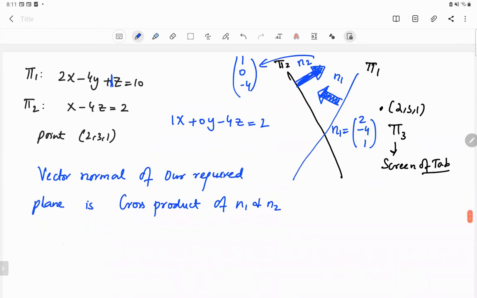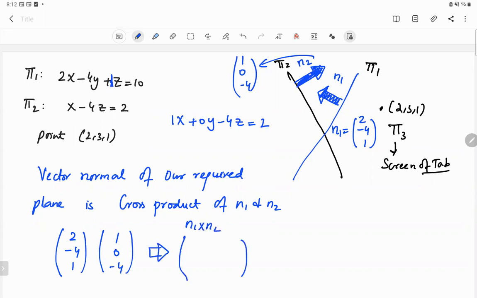Let's calculate the cross product of n1 and n2. We write n1 and n2 adjacent to each other, and then by using the technique that we know, it's 16 minus 0, minus 8 minus 1, and plus 4. When we simplify it, 16, 9, 4. So this is the vector normal of the plane that we want.